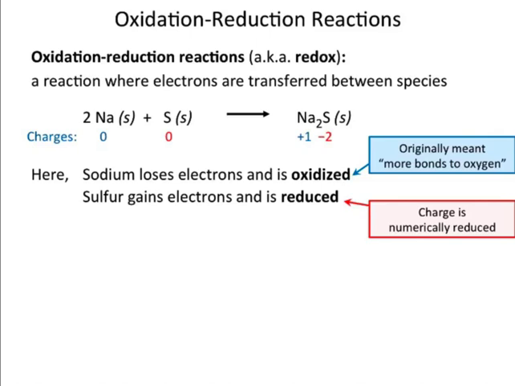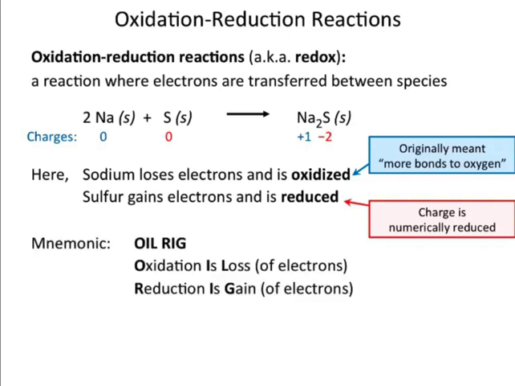Sodium loses electrons and thus it's oxidized. The origin of this term had to do with bonds to oxygen, but then as chemists started to know more about chemistry, it became a broader term than that. And then the opposite of that is reduced. So sulfur, in this example, gains electrons and it's reduced.